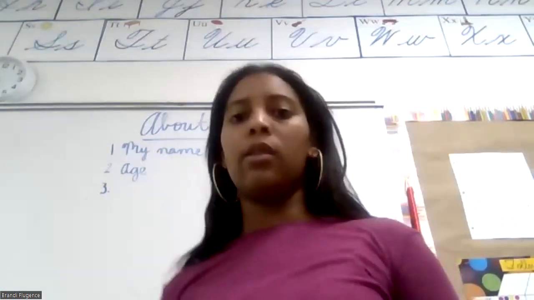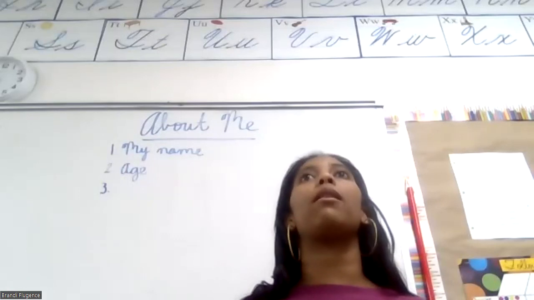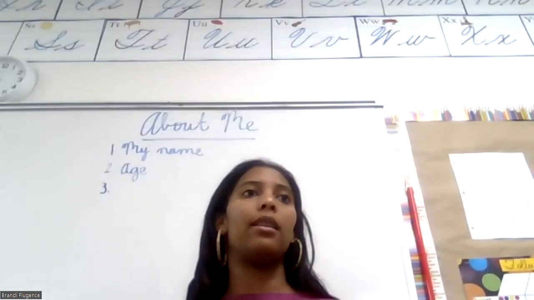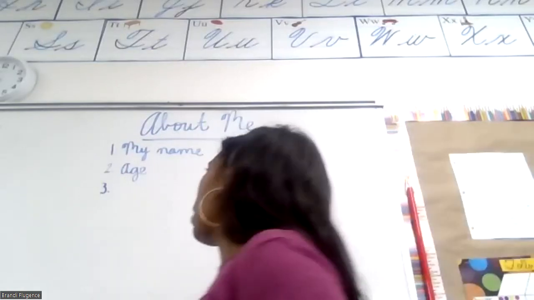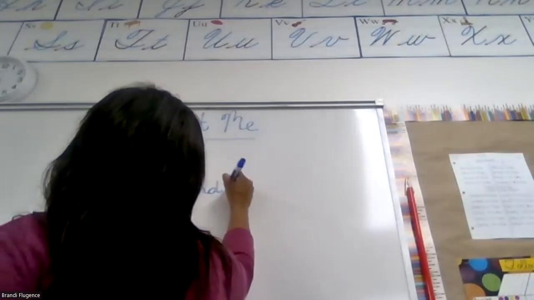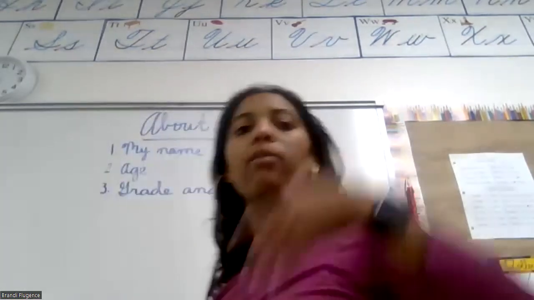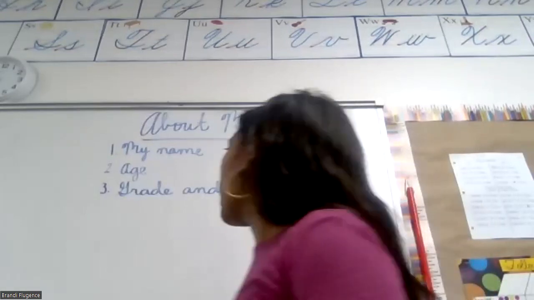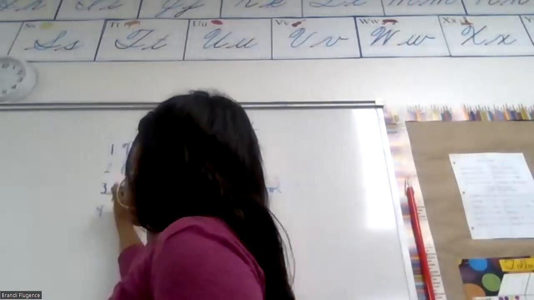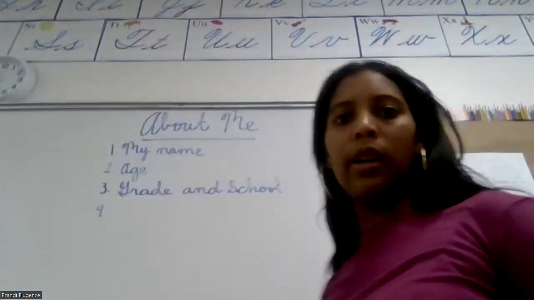Anybody online? So we tell them our name, our age. What are some other basic things about who we are we would say? Our grade. We would tell them what grade we are in. Your grade and your school. So you would say, I am in second grade at whatever school you go to, PCA. Okay? So what else? Basics. So your name, your age, your grade in school.